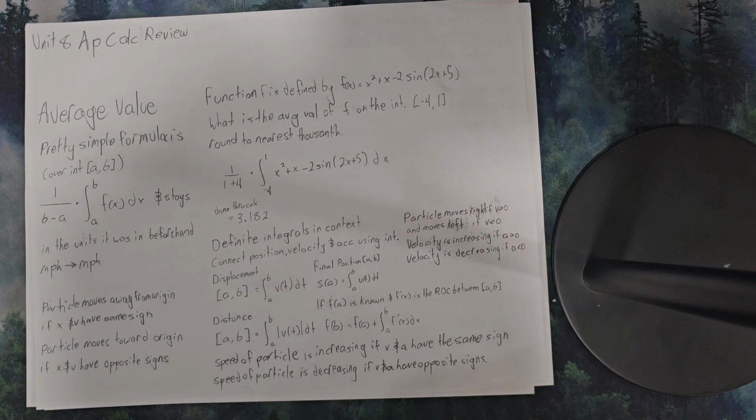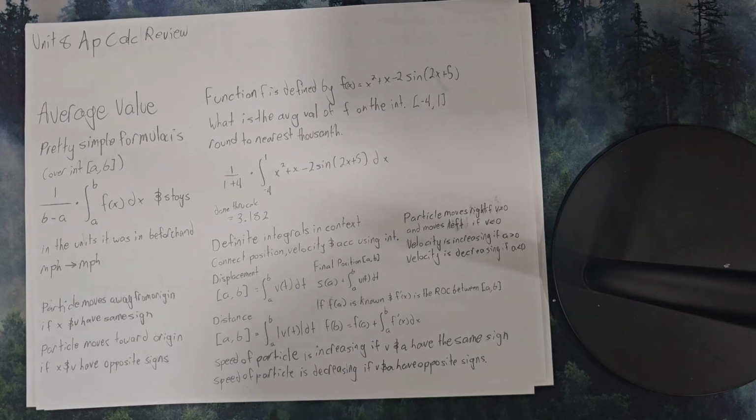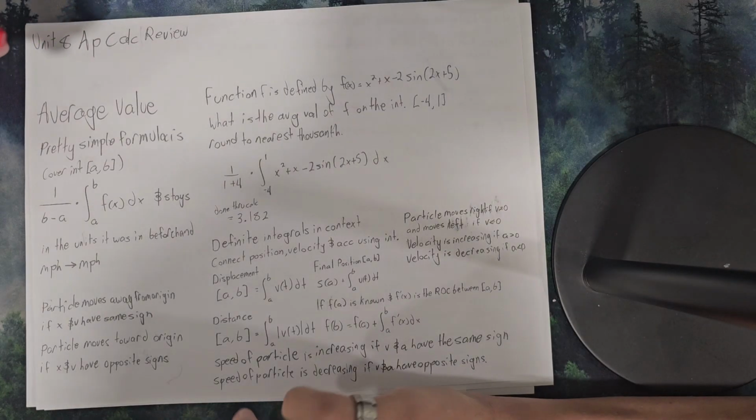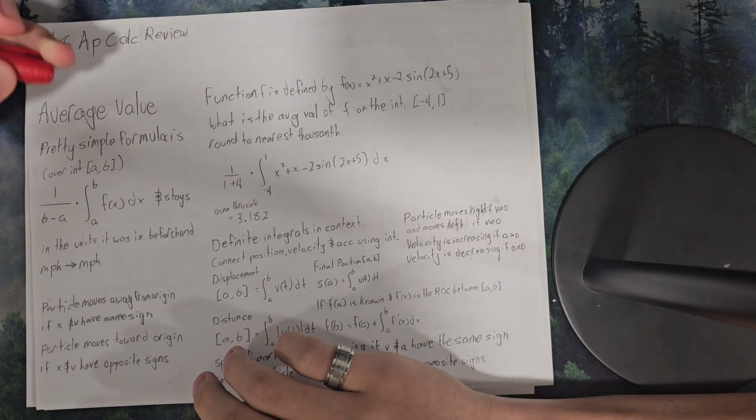Okay, so this is going to be a full Unit 8 AP Calculus review. First, we're going to start with something pretty simple, average values. There's a pretty quick and easy formula.